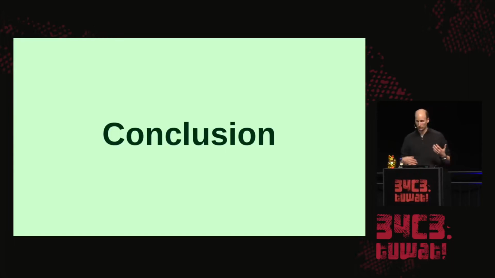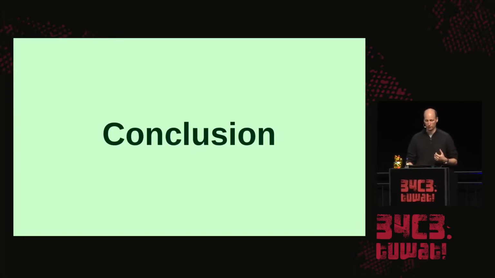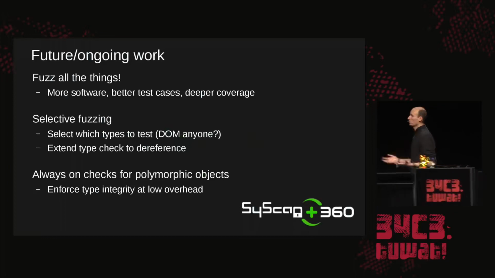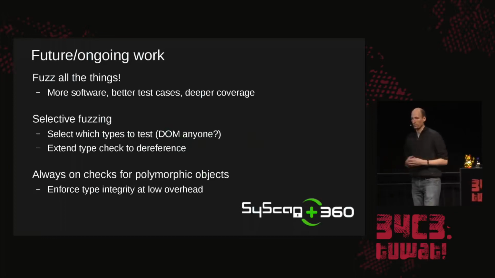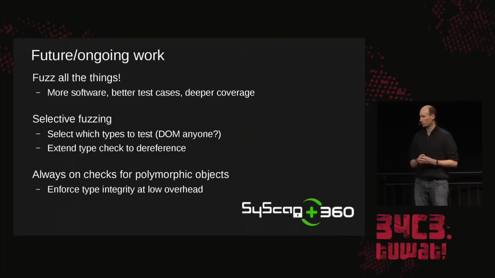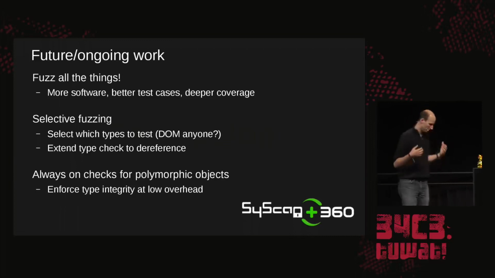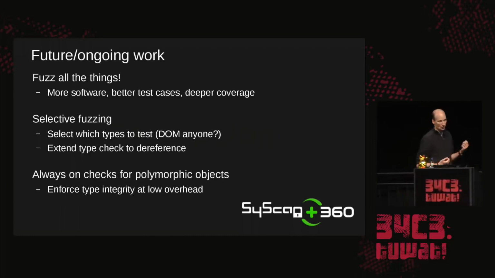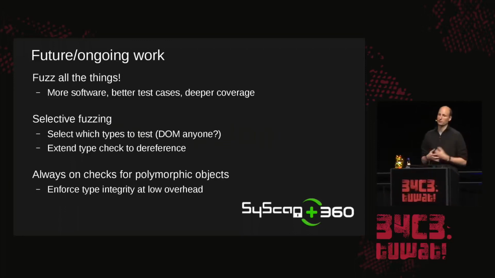So, as concluding remarks, what did we do? What are steps forward? How can we improve from here? On one hand, we want to fuzz all the things. So we want to go deeper. We want to find more software. We want to find better test cases, better fuzzing inputs, and get deeper coverage for the overall systems. And especially looking at Firefox, one thing we want to do is selective fuzzing.